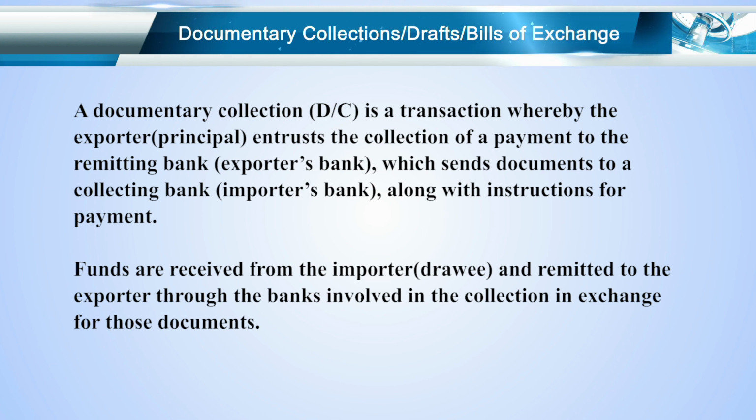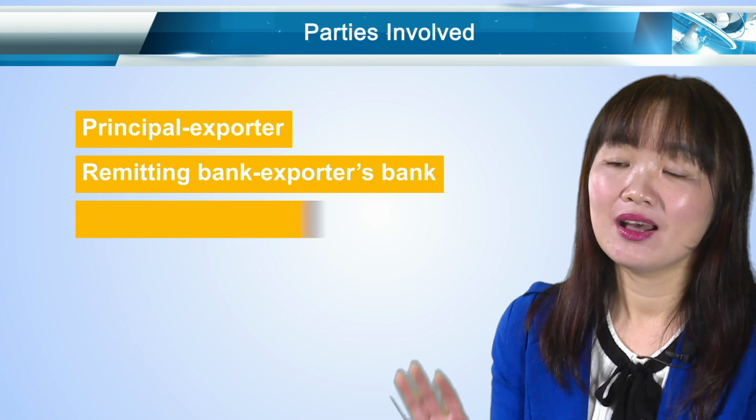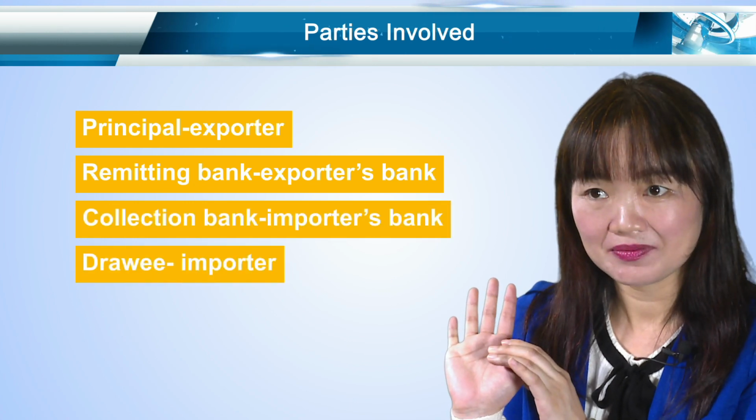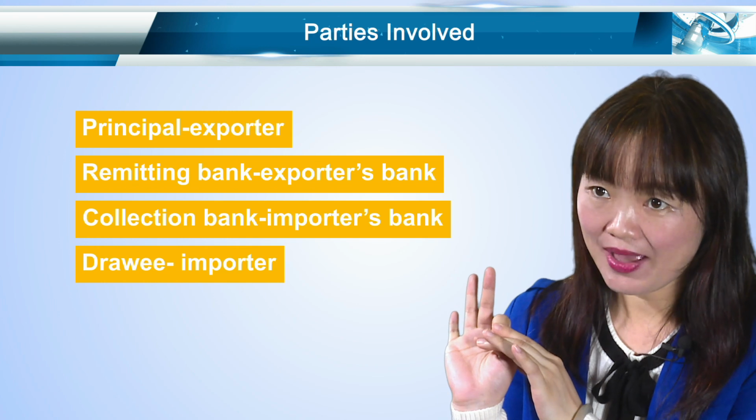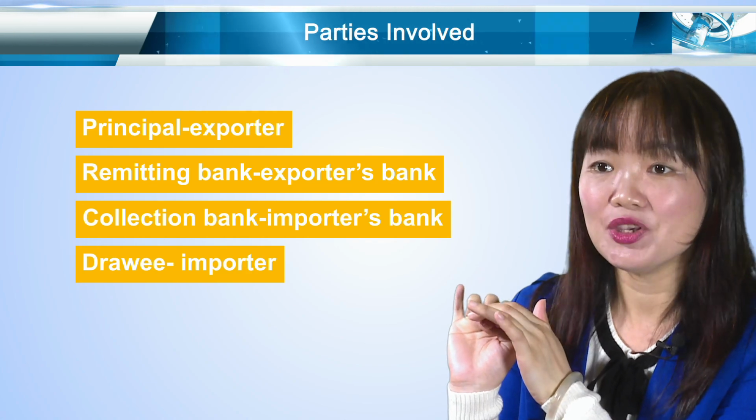A documentary collection, EC, is a transaction whereby the exporter, the principal, entrusts the collection of a payment to the remitting bank, the exporter's bank, which sends documents to a collecting bank, the importer's bank, along with instructions for payment. Funds are received from the importer, the drawee, and remitted to the exporter through the banks involved in the collection in exchange for those documents. There are 4 parties involved: the principal, the exporter; the remitting bank, the exporter's bank; the collecting bank, the importer's bank; and the drawee, the importer.